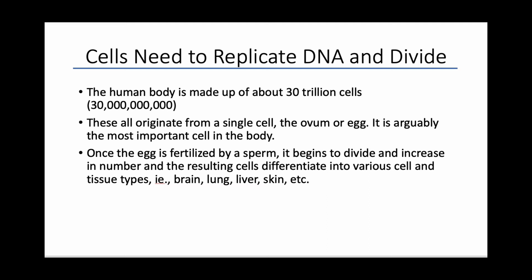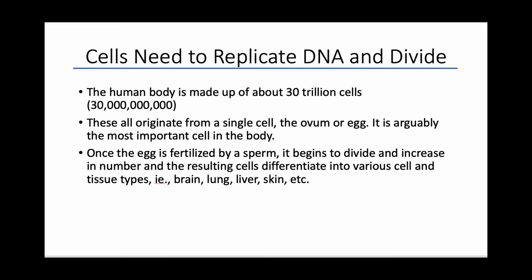Cells need to replicate DNA and divide. The human body is made up of about 30 trillion cells. These all originate from a single cell, the ovum or the egg. It is arguably the most important cell in the body.